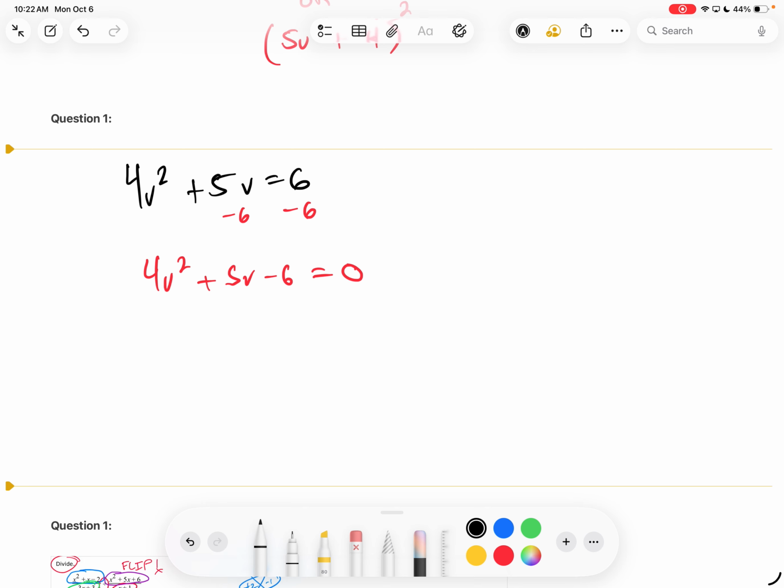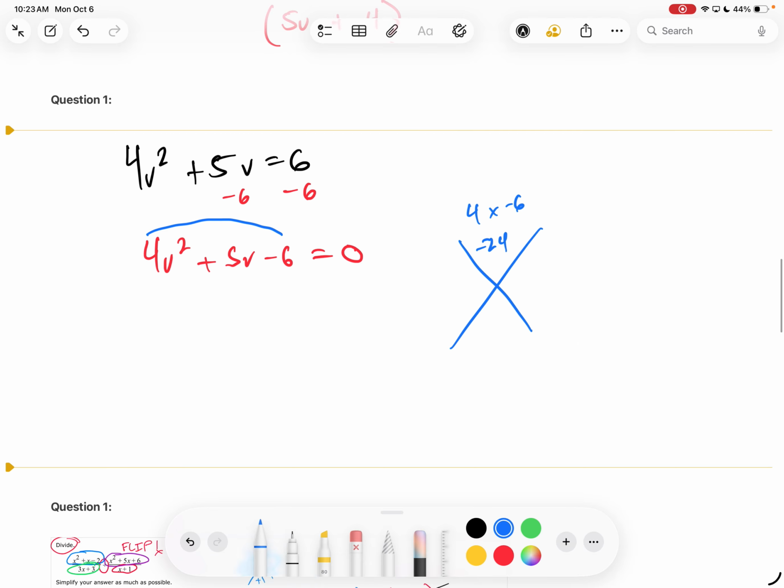So now I go through my factoring steps. There's no GCF. There's nothing that 4, 5, and 6 all divide into. So I do 4 times negative 6. You're most likely going to get a problem like this. You're not going to get lucky and get one easy like I had last time. So what multiplies to be negative 24 and adds up to be 5? This is going to be positive 8 and negative 3.